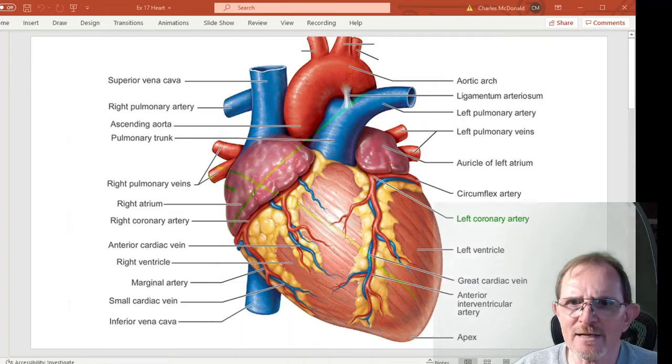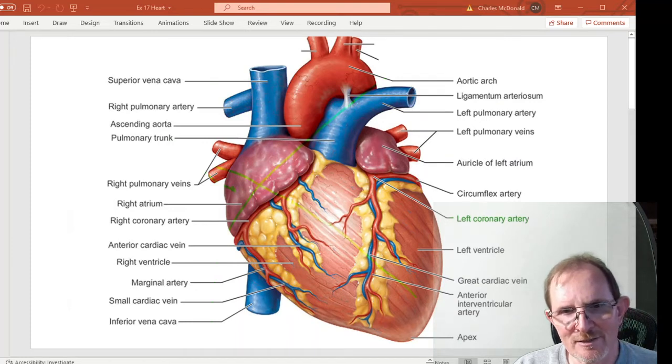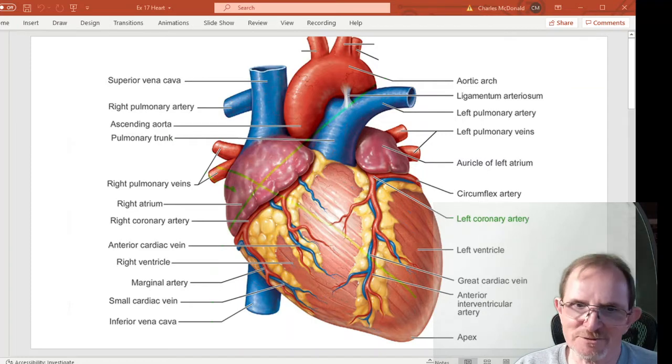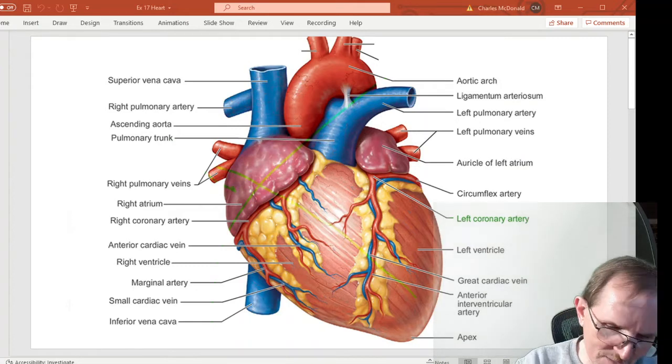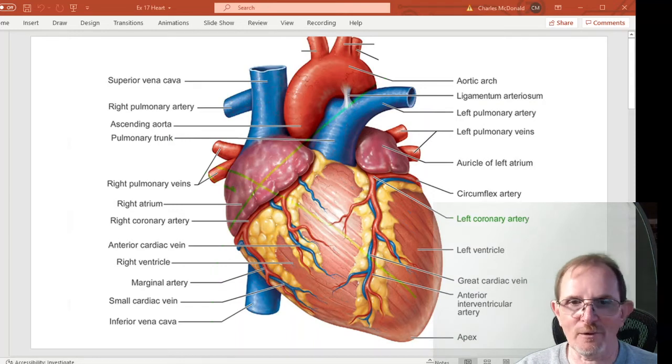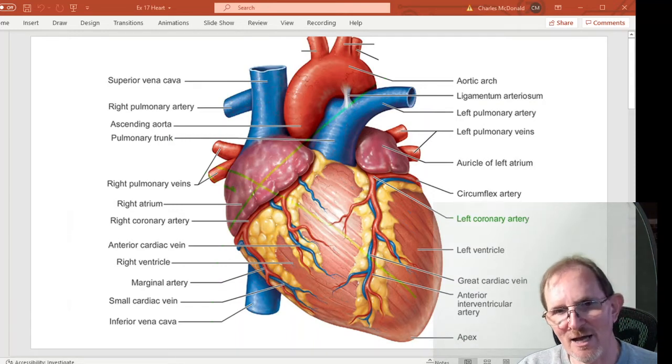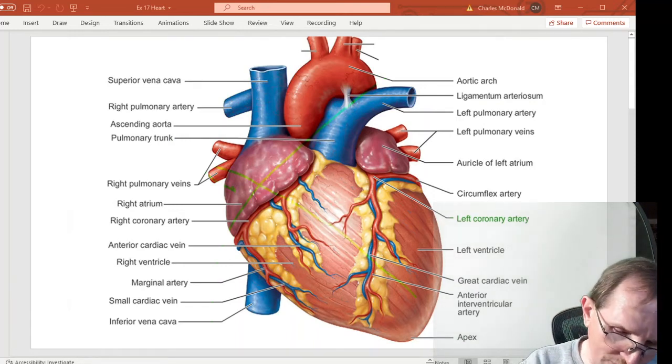Next thing we have is the arch of the aorta, or aortic arch. It's right here. Now the aorta is kind of divided into different parts. It's the same vessel. This part that comes off the heart and goes up is called the ascending aorta. This part where it's right at the top is called the aortic arch.